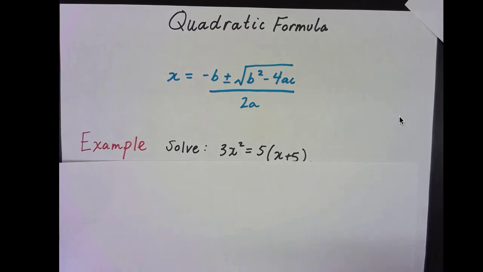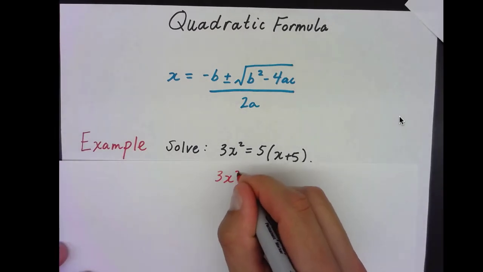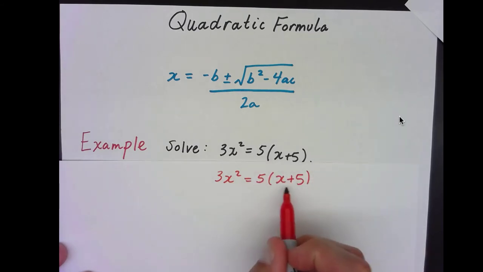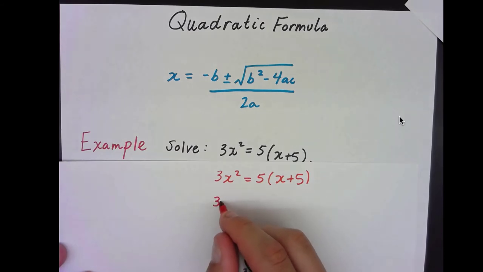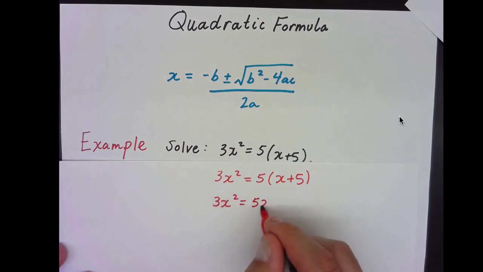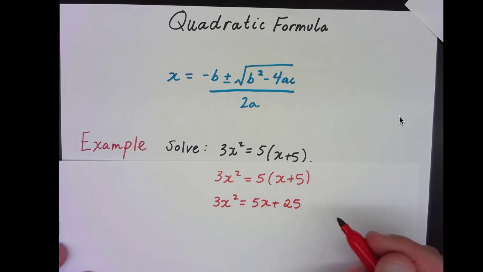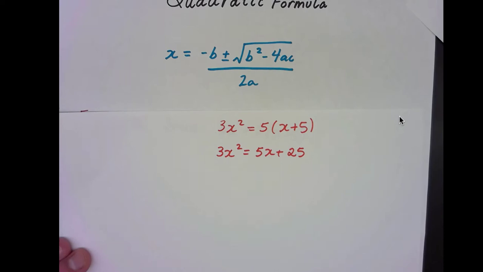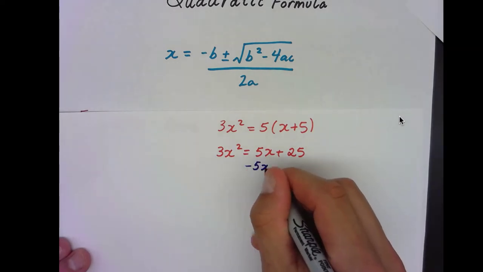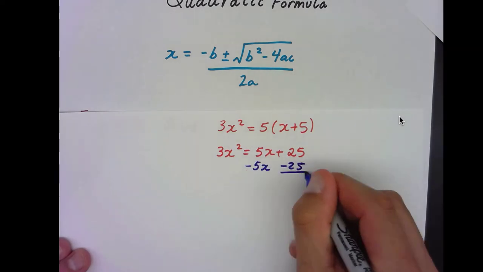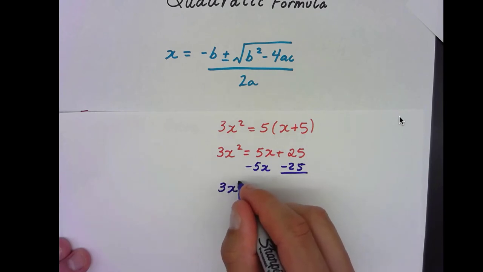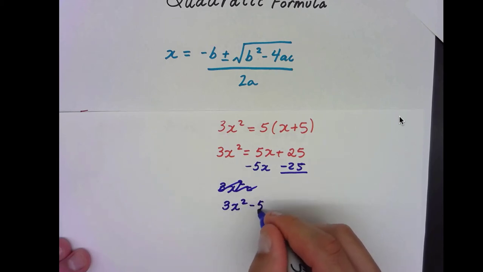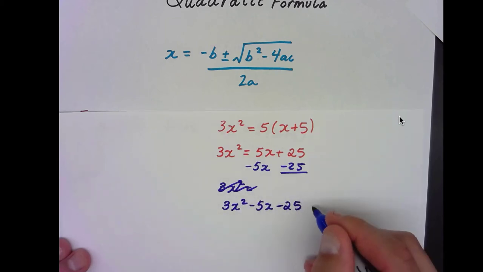So number one, I want everything on one side. They're so mean. I have to distribute first, 5 times this quantity. So I'm going to have 3x squared equals 5x plus 25. Now, what you want to make sure you do is get one side equal to 0. So let's subtract the 5x, subtract the 25. So we're left with 3x squared minus 5x minus 25 equals 0.